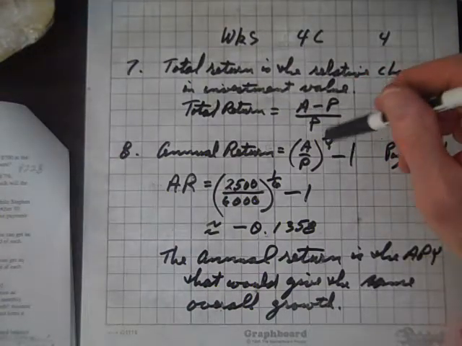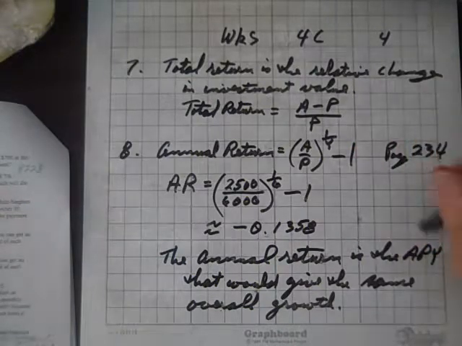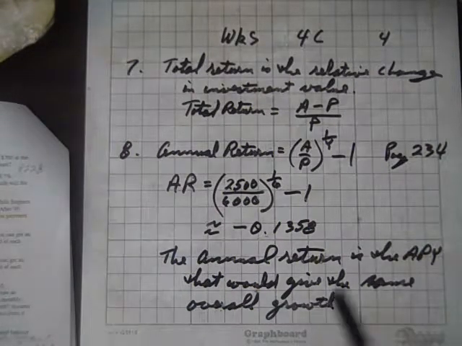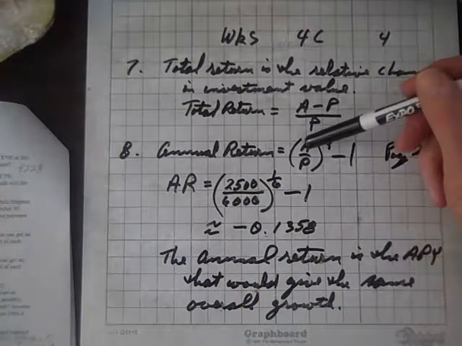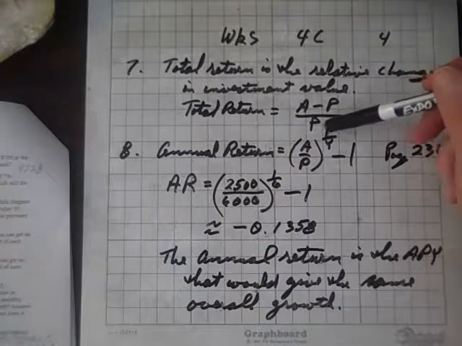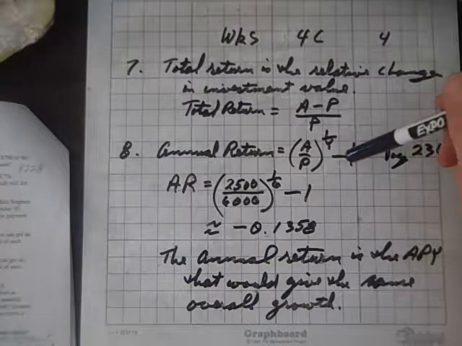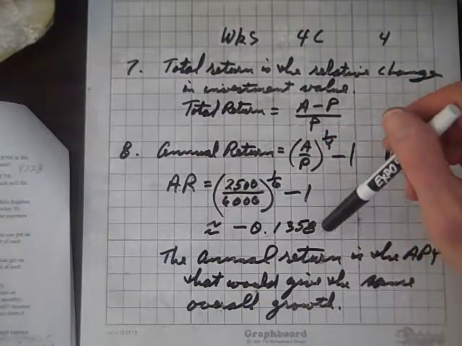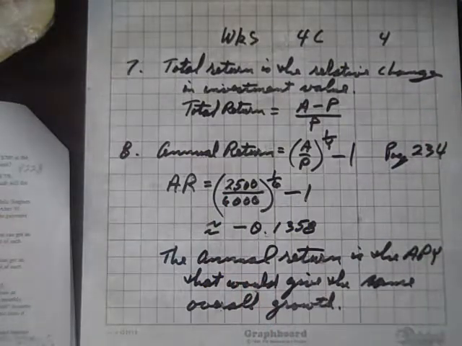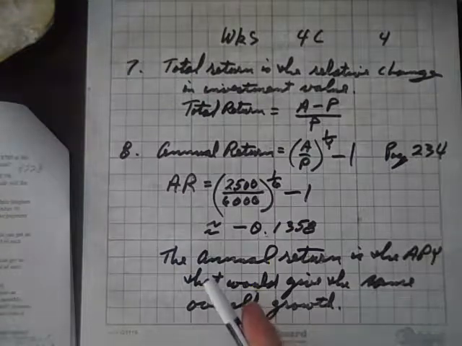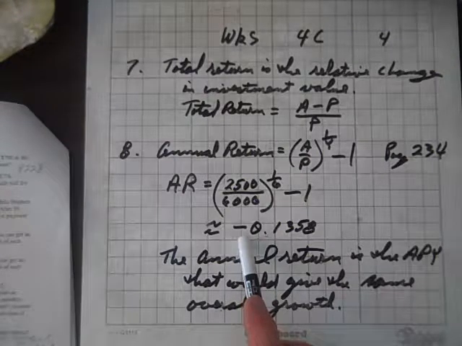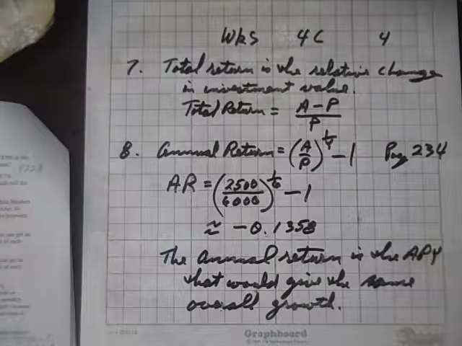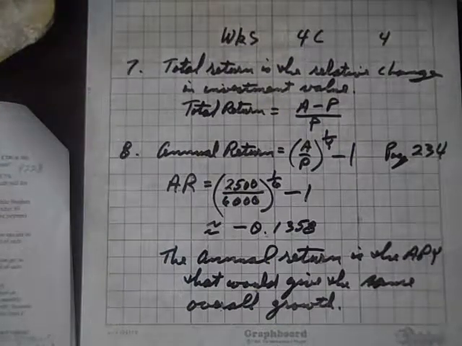So annual return, on the other hand, is the APY, annual percentage yield, that would give the same overall growth. So annual return equals the amount over the principal raised to 1 over the number of years, minus 1. And when we apply the values given, 25,000 over 6,000, and carry out the rest of the work, it turns out there was a loss. Because you started with $6,000, you wound up with $2,500, so there's a loss. And so the annual return was negative 0.1358, or negative 13.6%. And we're done.